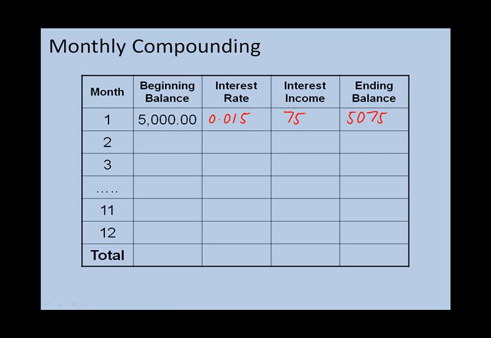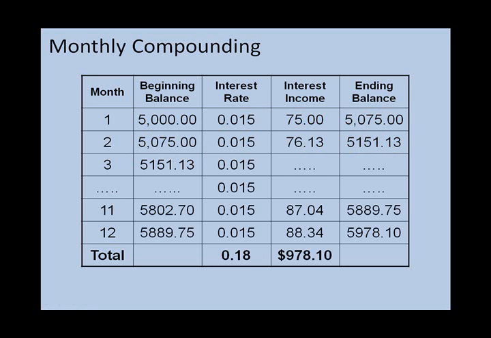Now we move to month 2. We've not paid off anything. So now we owe $5,075. And we're going to pay interest on the interest now as well, which means our interest payment has to go up to $76.13. So our closing balance is $5,151.13. You can see now that monthly compounding is likely to increase the amount of interest we would pay on our borrowing. And we can work through this entire table.